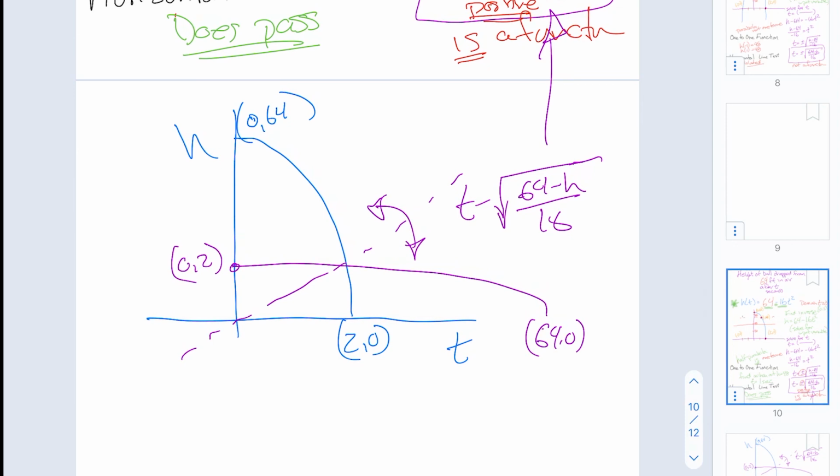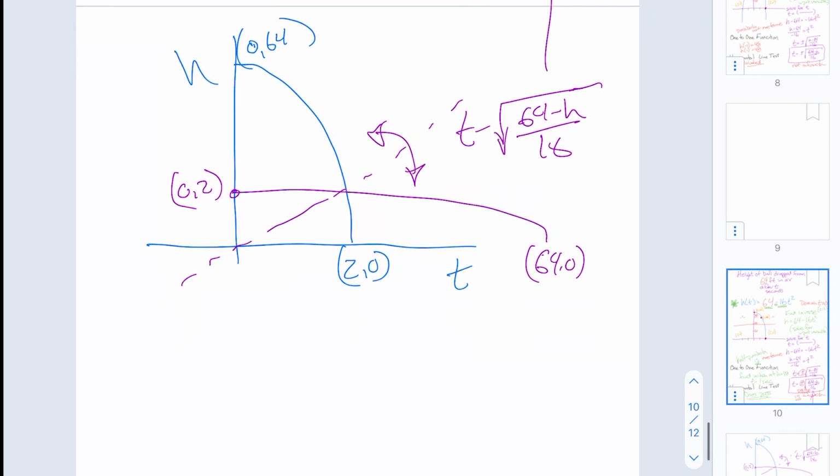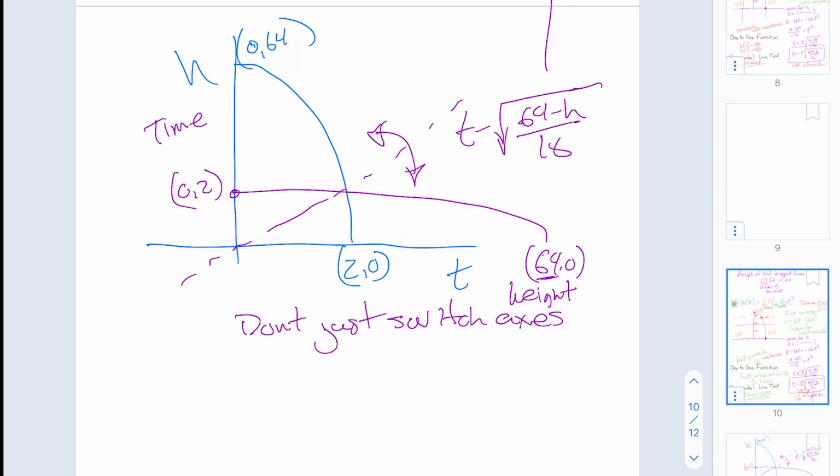But I want you to be careful about that, because the books always say draw the two things on the same set of axes, and you've got this symmetry to the half of the parabola and the square root function. They're symmetric. I didn't draw them to scale, but they're close. But you don't really want to just switch axes. Since now, in purple, this is the height axis, right? 64 is the height, not the time. And this is the time axis.